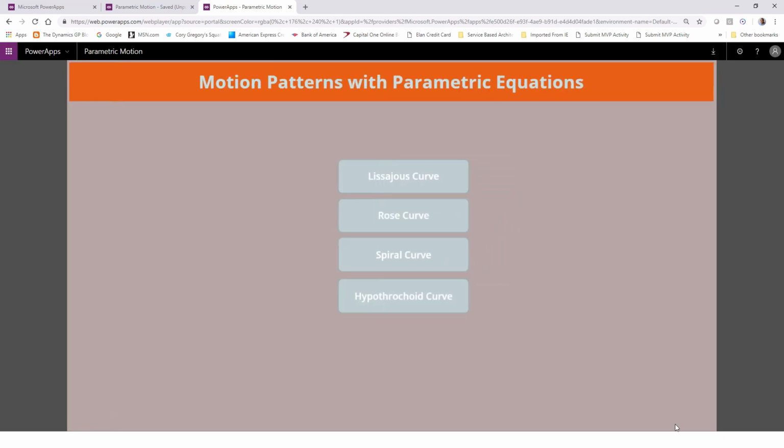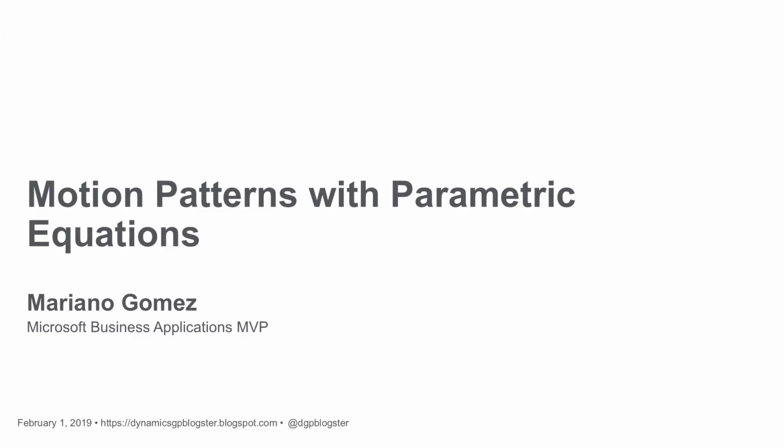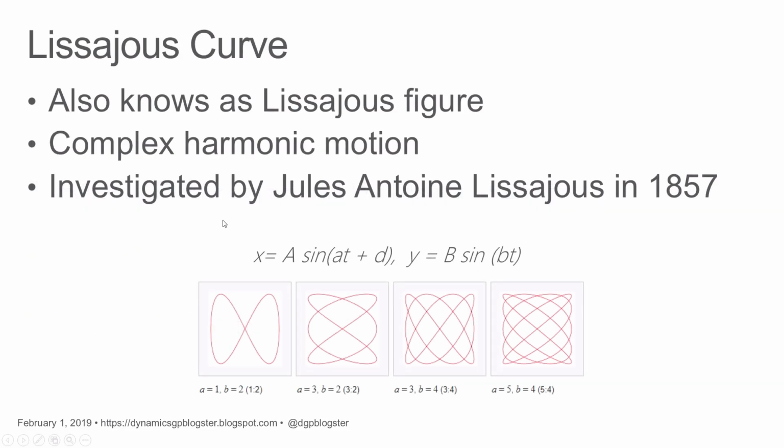Awesome. So we can stop this and go back. So let's talk about how we built this application. I think for the most part, I don't need to explain most of it, but let's talk about the Hypertrochoid. There are some fundamentals that I want you to keep in mind here before we get started with this. Or the Lissajous curve, I should say.